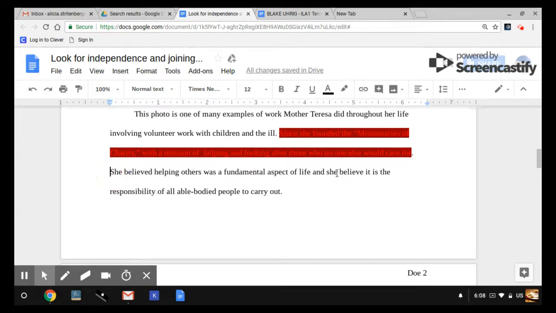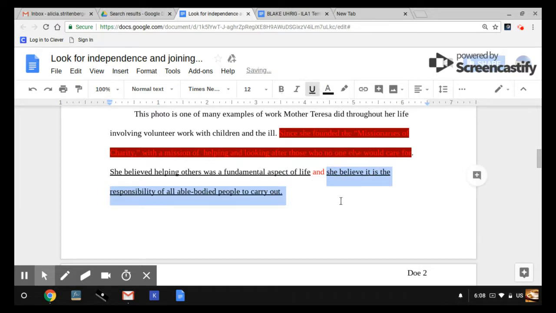Here's our second. You can always look at the "and"s and say, is there a comma? And that can get dangerous because you don't always need a comma. It's just if it's a teeter-totter where it's balanced on either side by an independent idea. So right here, I'm just going to mark this "and" so that it stands out. You look to the left. Is there an independent idea here? She believed helping others was a fundamental aspect of life. Absolutely. You look to the other side. Can this stand independently as its own sentence if I ended it here? She believed it is the responsibility of all able-bodied people to carry out. So when you have those two pieces of independence, an "and" is never enough to join them. You do need a comma and a conjunction as well.